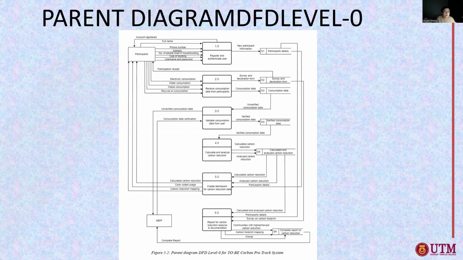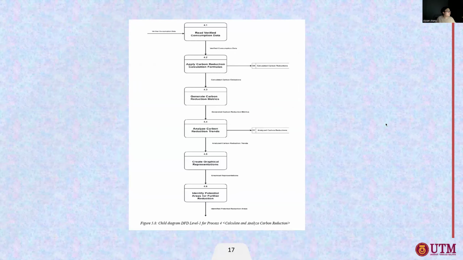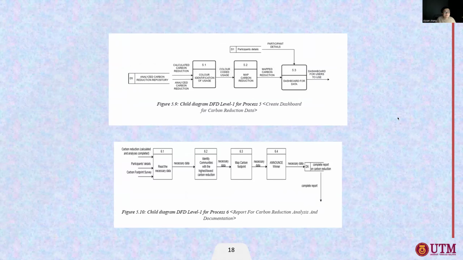Then our primary external entity is the participants. The data stores ensure the integrity and the availability of information at all stages, from raw data collection to analysis reports. Then we move to process six, which is my individual module, report for carbon reduction analysis.